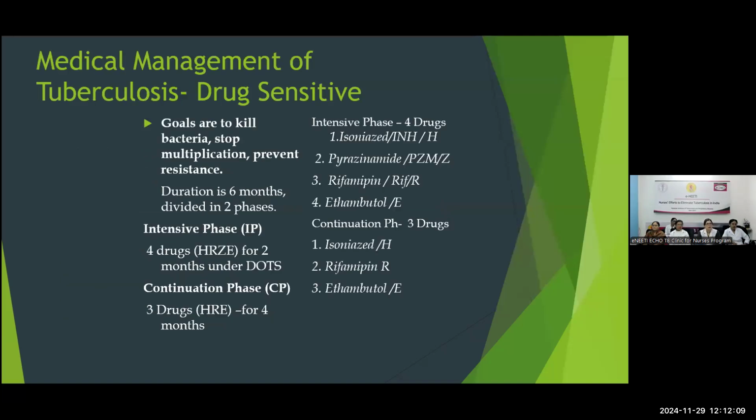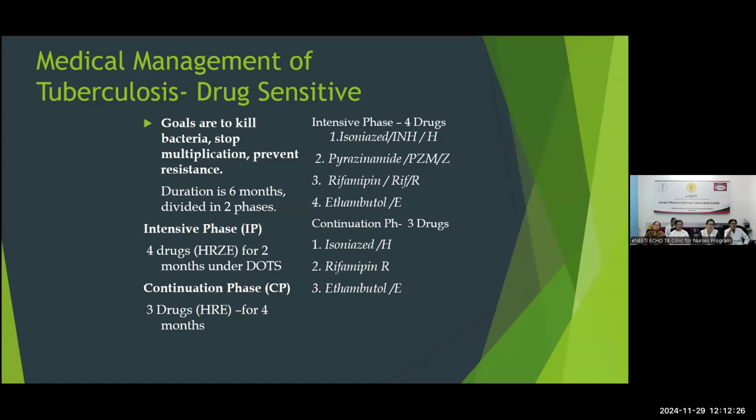Now we'll discuss the medical management of tuberculosis that is drug sensitive. The goals are to kill the bacteria, to stop the multiplication, and to prevent resistance. The duration is divided into phases.